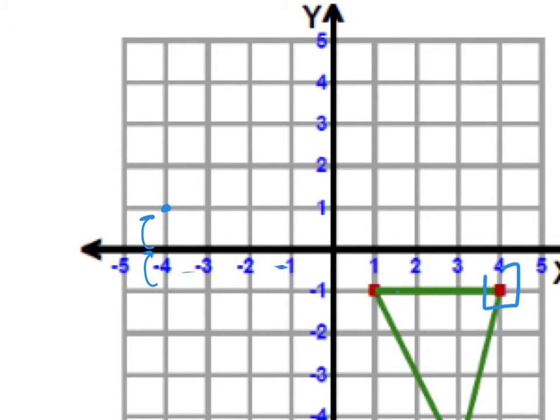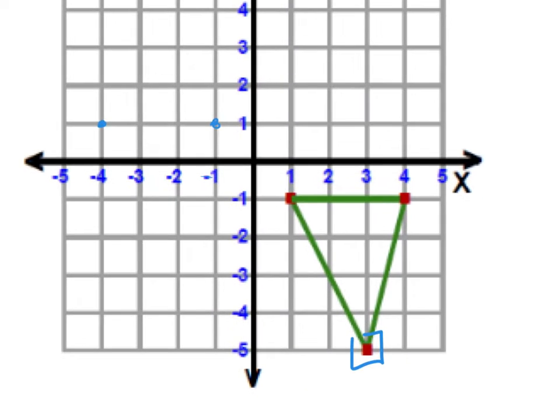Now I want to move my other point 5 units to the left and 2 up. So I'm going to do my counting one more time. So 1, 2, 3, 4, 5. And now I'm going to go 2 up, 1, 2. And that's my new point. I'm going to do some erasing one more time.